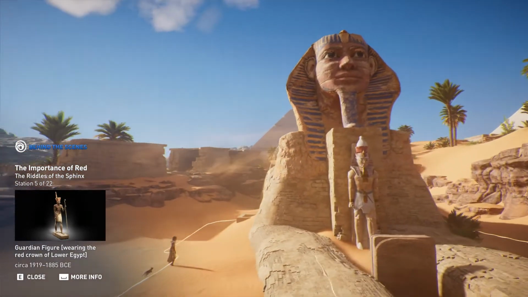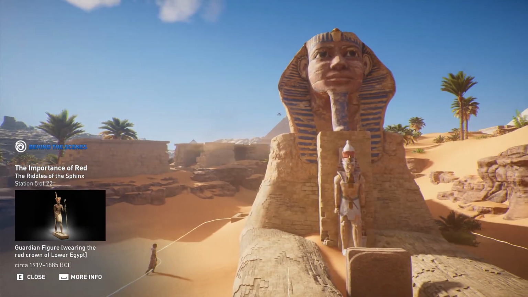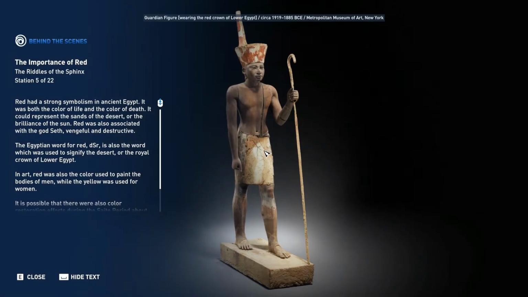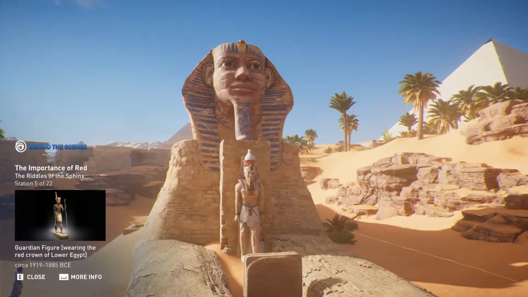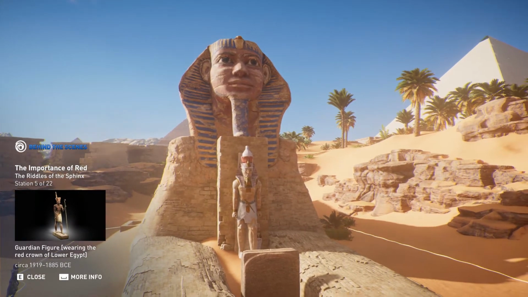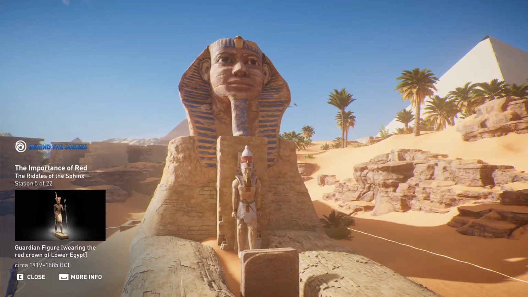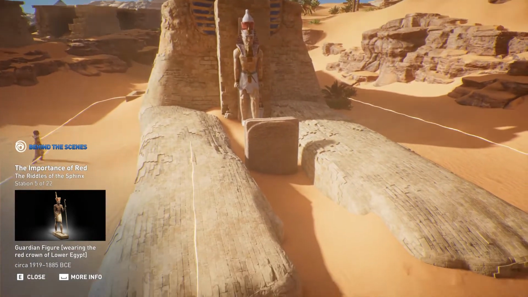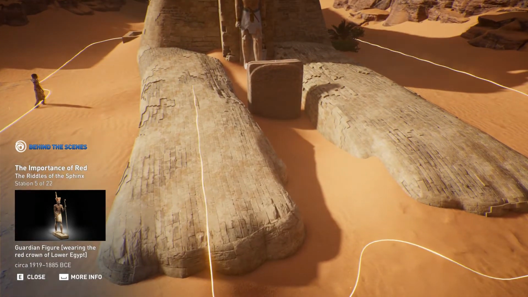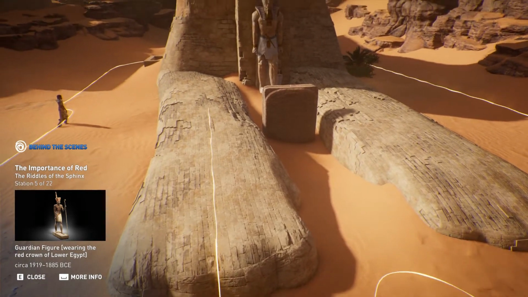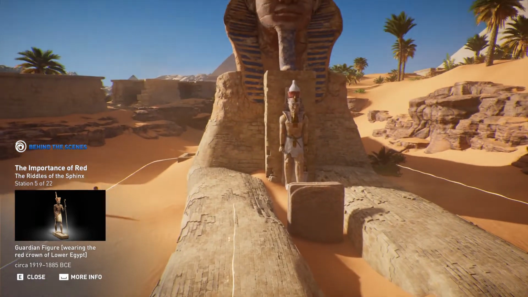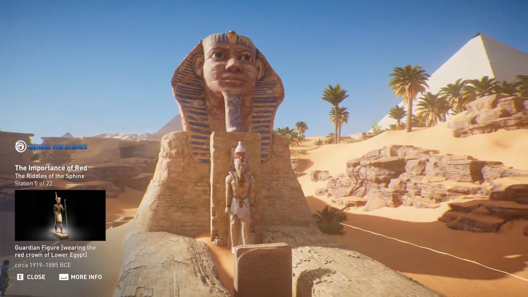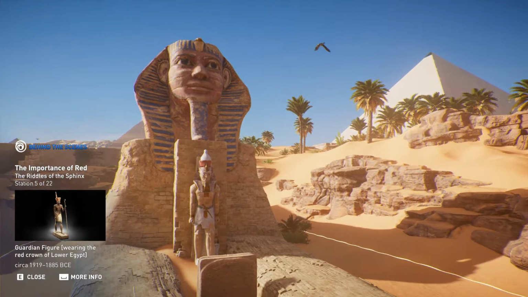Red had a strong symbolism in ancient Egypt. It was both the color of life and the color of death. It could represent the sands of the desert or the brilliance of the sun. Red was also associated with the god Seth, vengeful and destructive. The Egyptian word for red, Dahshur, is also the word which was used to signify the desert, or the royal crown of Lower Egypt.